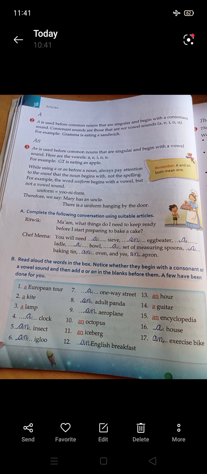So read aloud the words in the box, notice whether they begin with a consonant or a vowel sound, and then add A or AN in the blanks before them, as has been done for you.